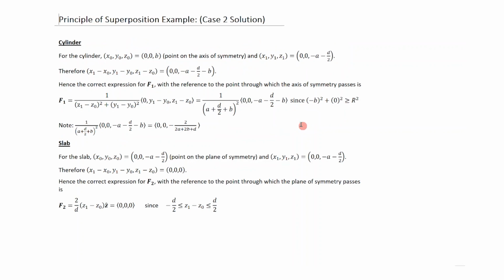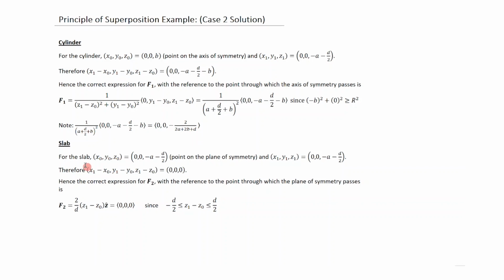Okay, so for the cylinder, we end up having the original point. This is the point on the axis of symmetry. This is the measurement point. And again, it's the difference between the two that we need to calculate. We then make the substitution into the original expression for F. Z and y get replaced by z1 minus z0 and y1 minus y0. And since the measurement point is exterior to the cylinder, this is the appropriate expression to use. This can be simplified to the form shown here, and so this is the total answer that we get.